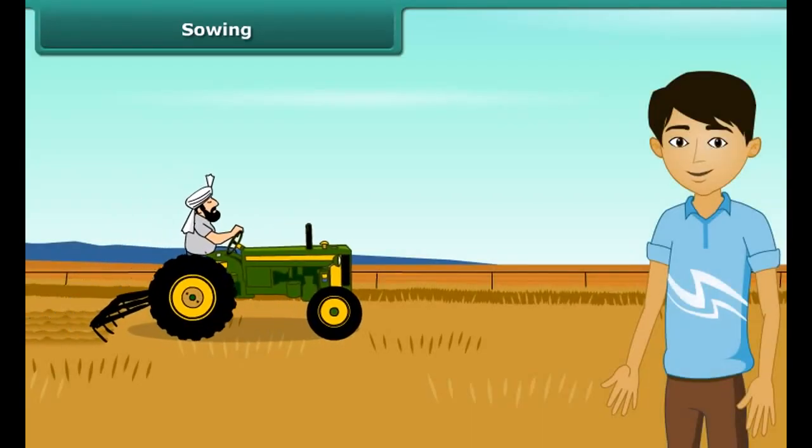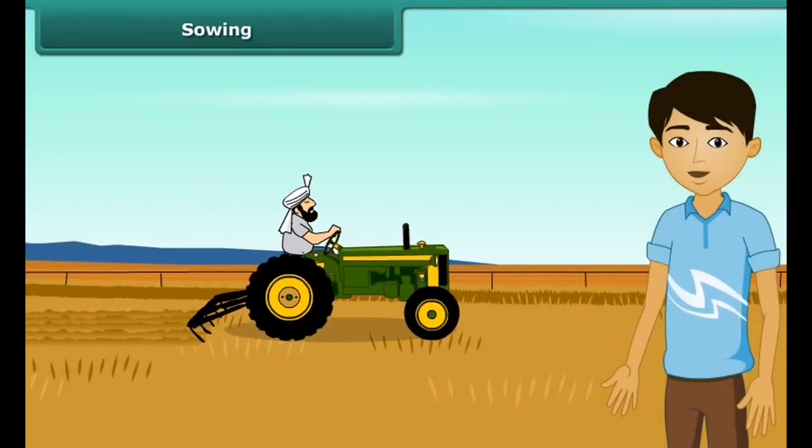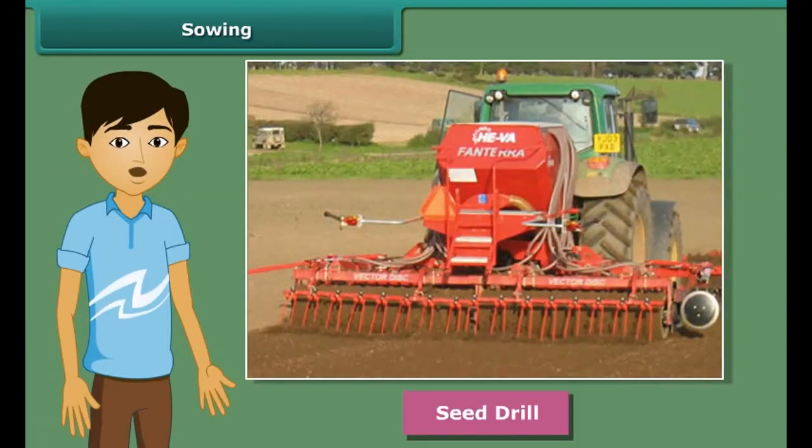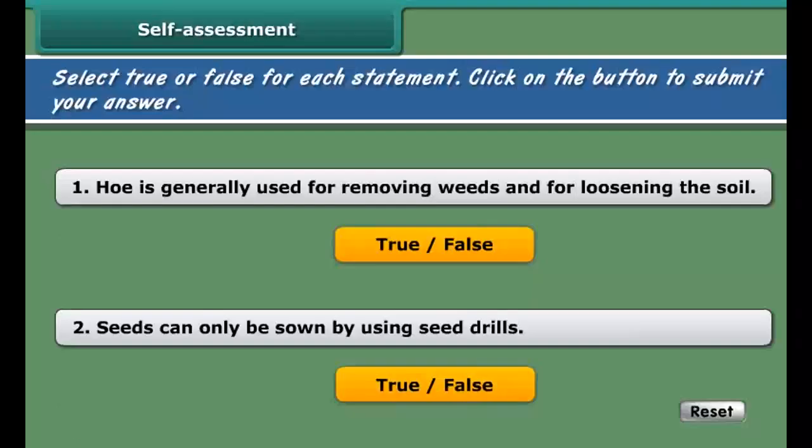Nowadays, farmers use modern seed drills for sowing with the help of tractors. I'm sure you are wondering how this seed drill works. It sows the seeds uniformly at proper distance and depth, ensuring that seeds get covered by the soil after sowing. This process also saves a lot of time and labor.